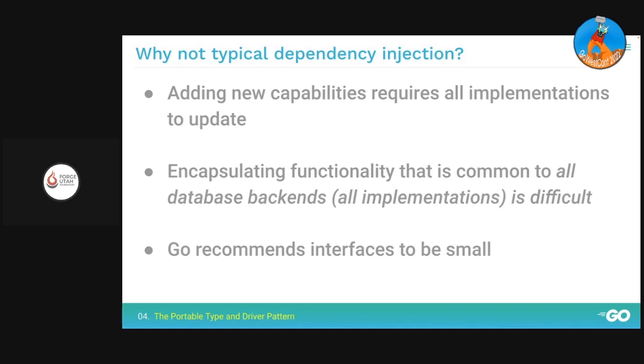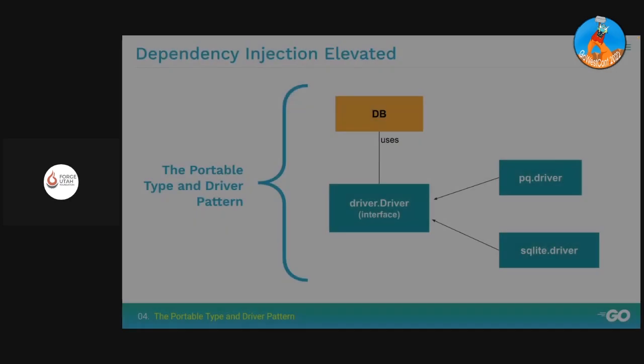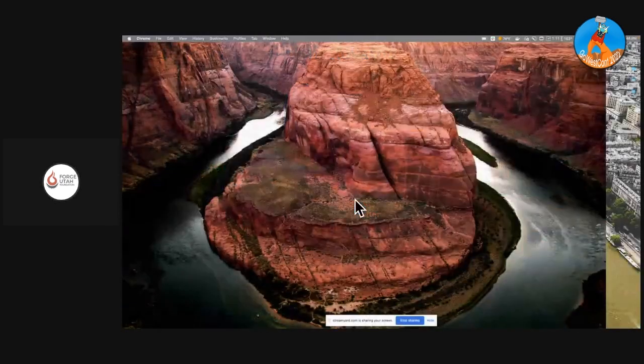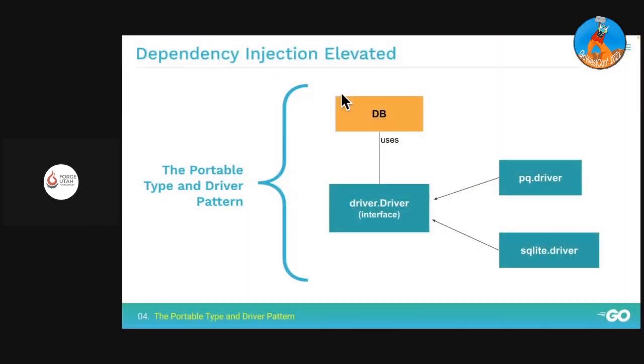On top of that, Go recommends interfaces to be small. If we wanted to create an interface for database, that would be huge. There's so many methods. So that's a big one. So that's kind of where this dependency injection gets elevated. We're able to encapsulate that functionality to all of them.